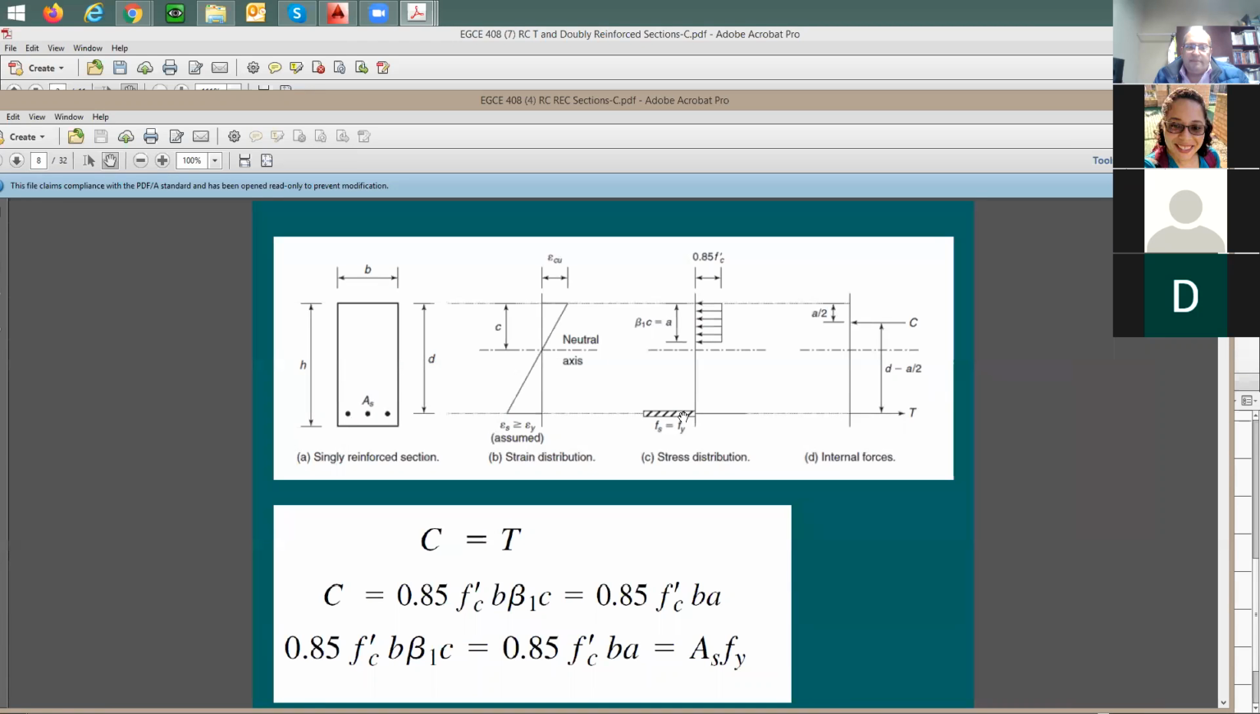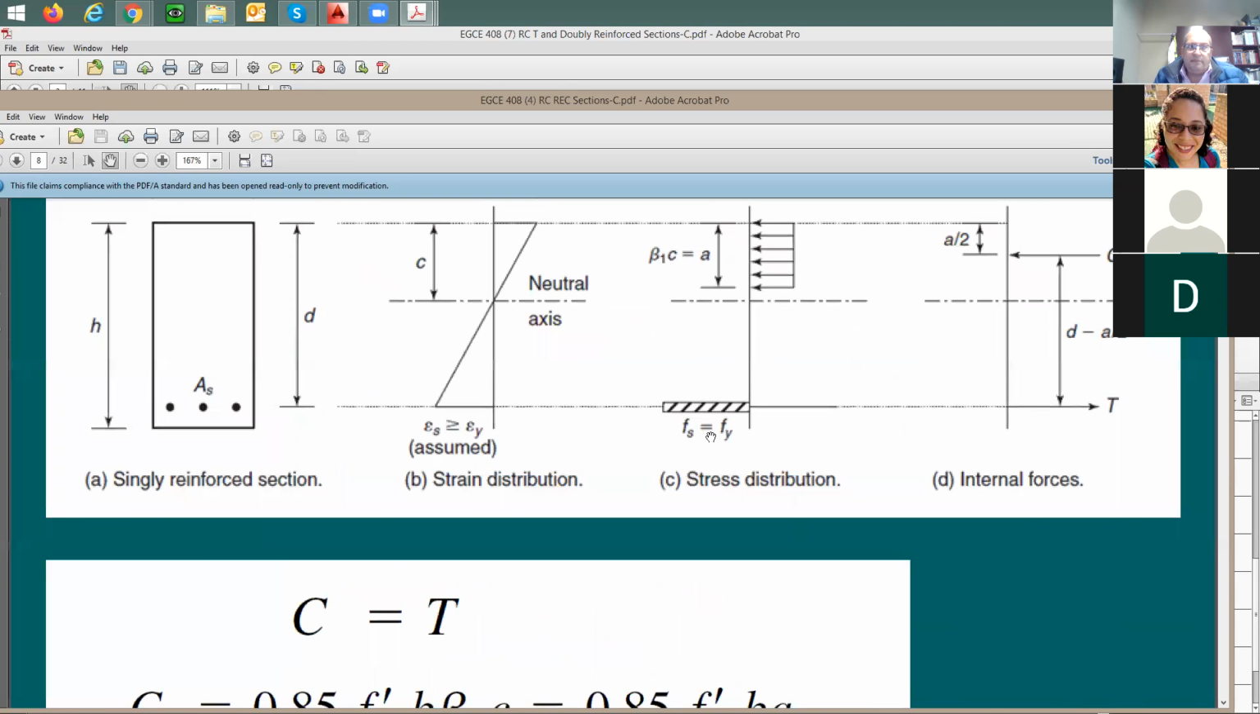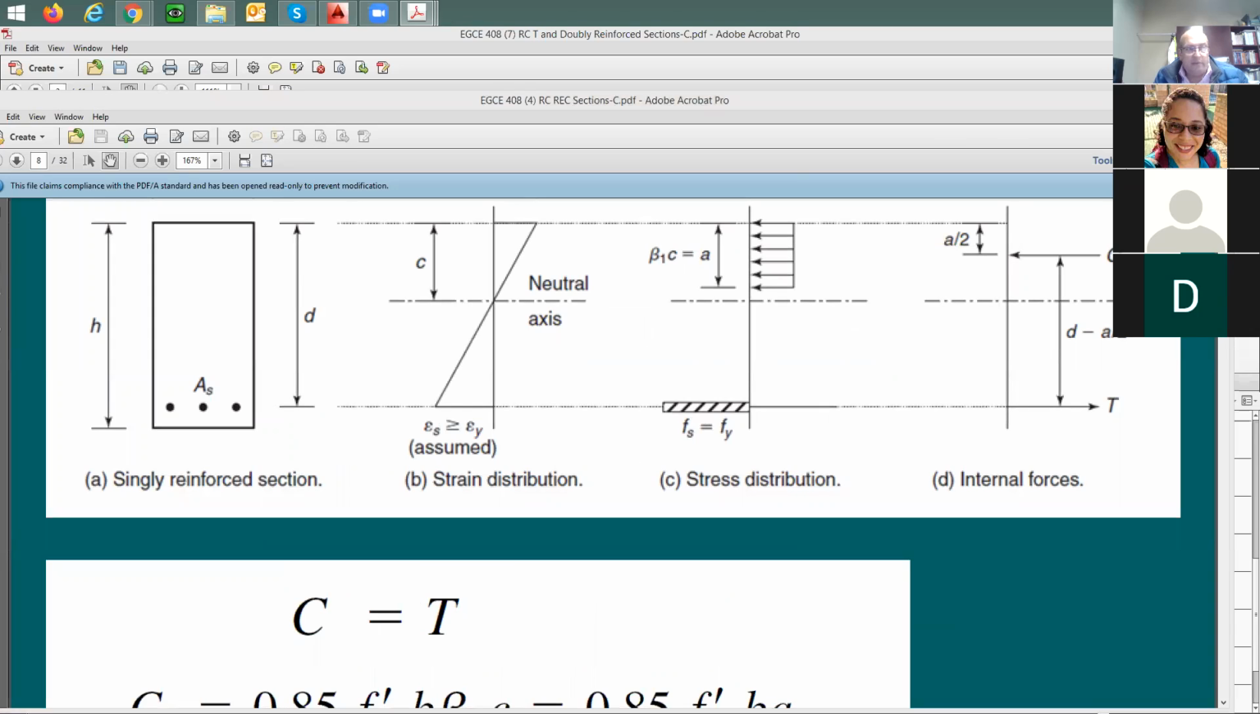Sorry, when Fs is either equal to or greater than F sub y, we know it's yielding anyway. Okay, this is also a very good question here.